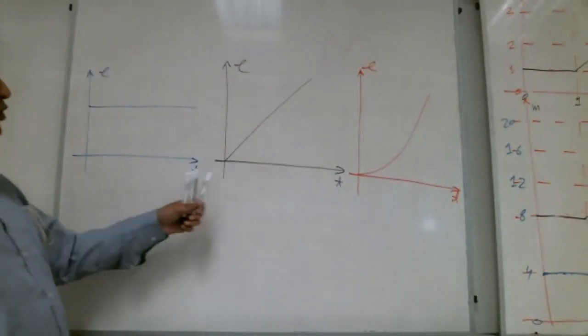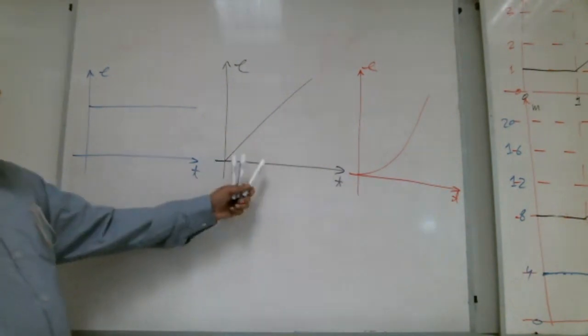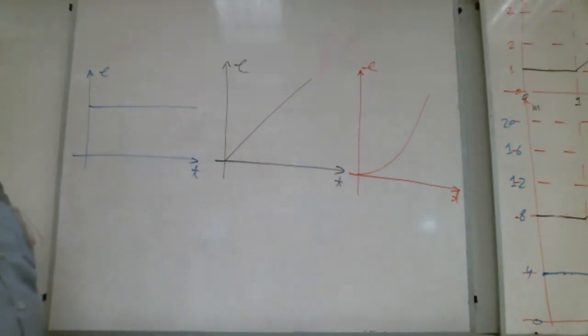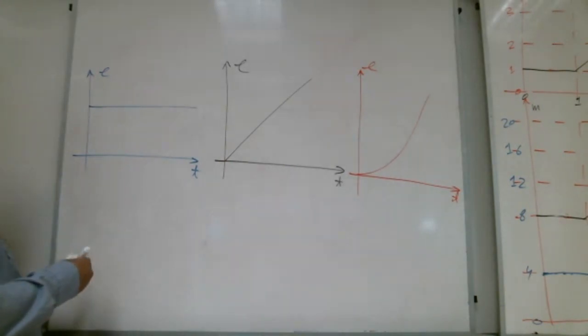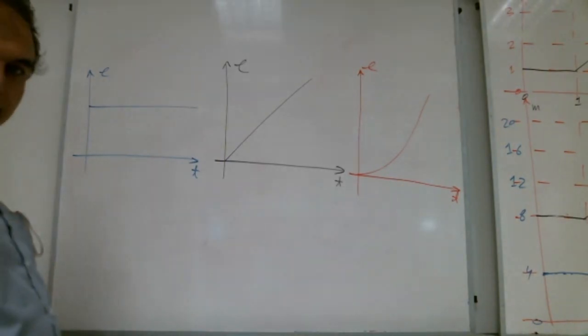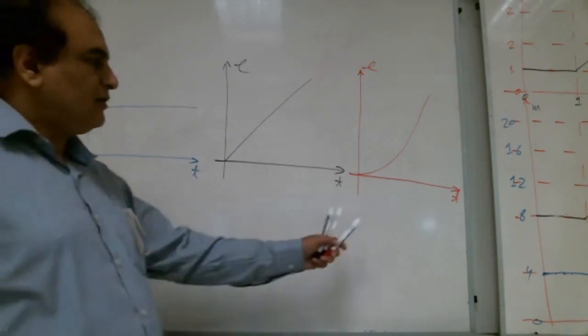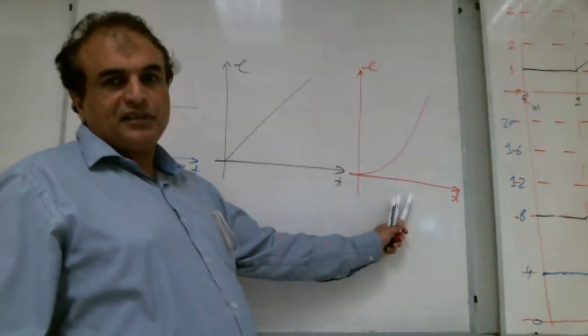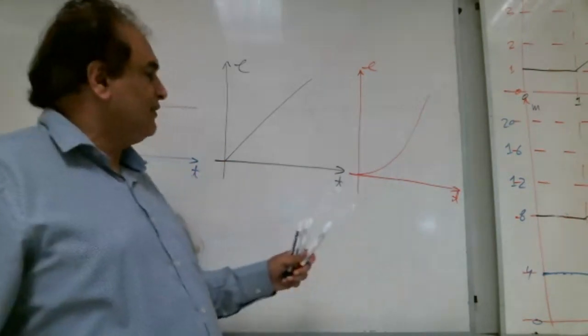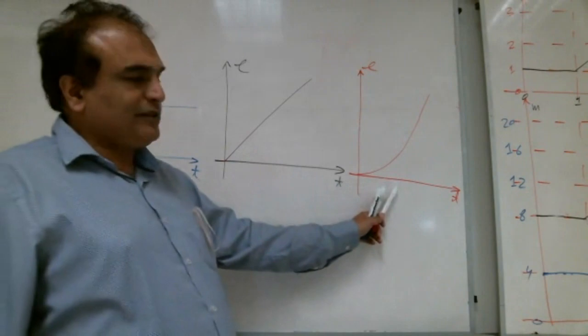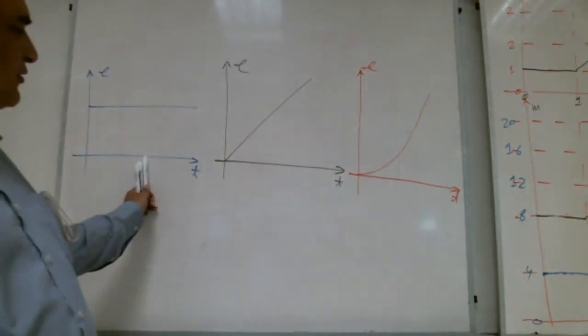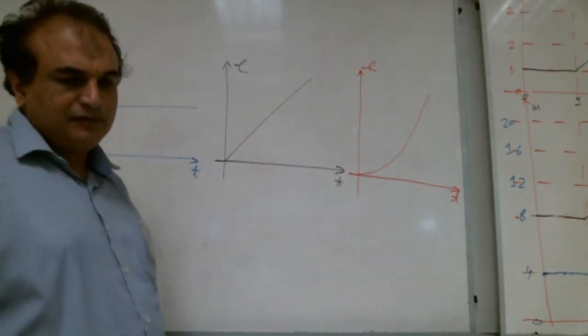Which one is the most stable: blue, black, or red? Blue, teacher. Blue is the most stable. This one is the most stable. Which one is the most unstable? Red, teacher. That is the most unstable. Very good. This one is more stable compared to this and less stable compared to this, right?